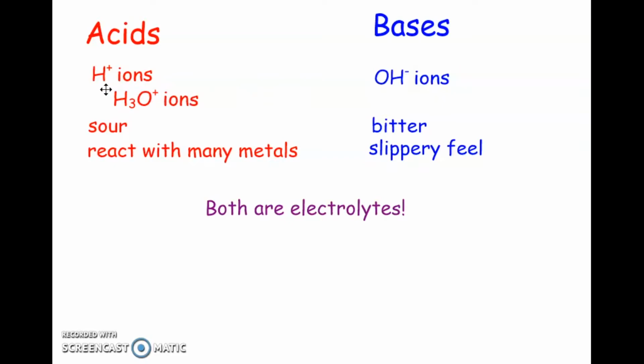When we are dissolving acids in water, we can think of the H+ ion attaching onto a water molecule, giving us H3O+. So we sometimes say acids produce H+ ions in solution, and we sometimes say they produce H3O+ ions in solution. It's pretty much interchangeable as far as what we're going to be talking about. The H3O+ ion is called the hydronium ion.